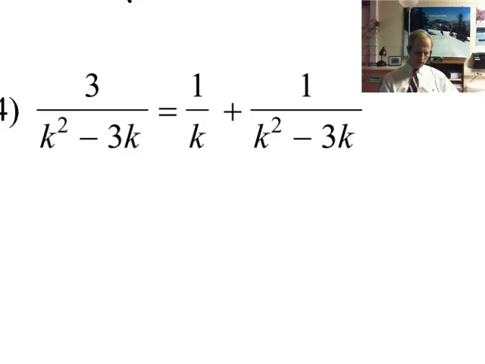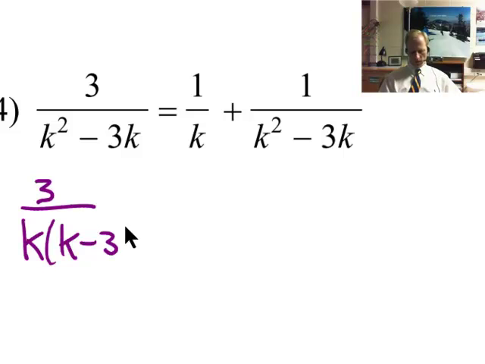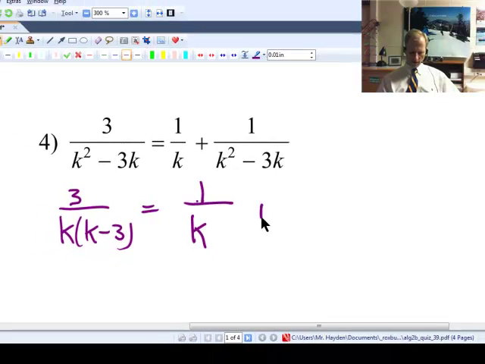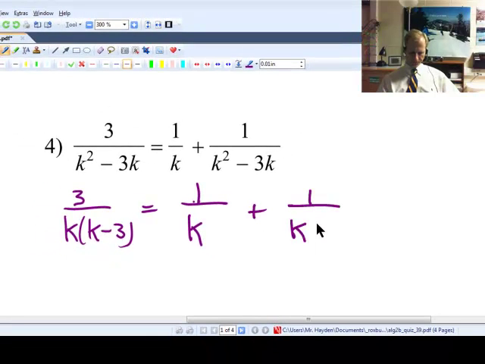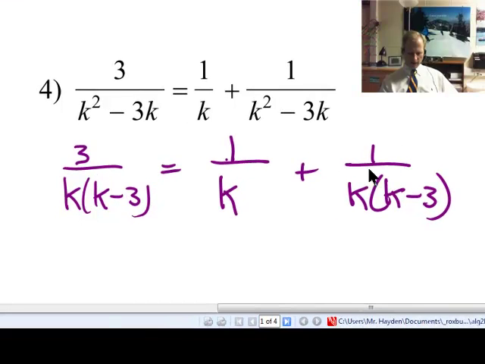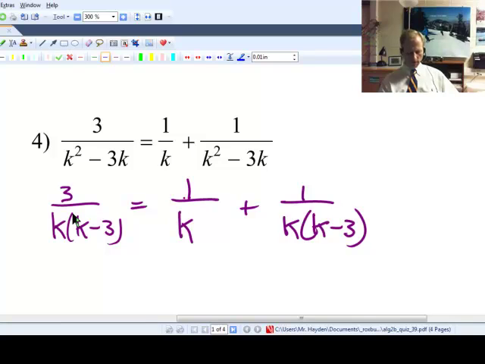Okay, in the next example, I am going to need to do some factoring initially. So factoring, I get that. Okay, the LCD is going to have at least one of each factor. So my factors are k and k minus 3, and each of those factors only ever occurs once in any of the fractions. So I know I'm not going to have to add any exponents.